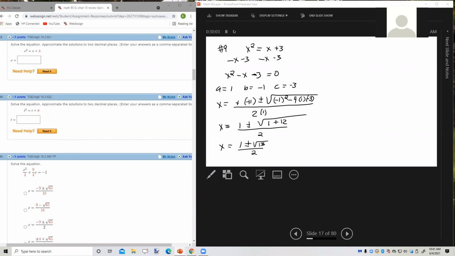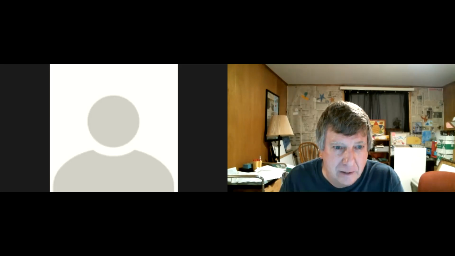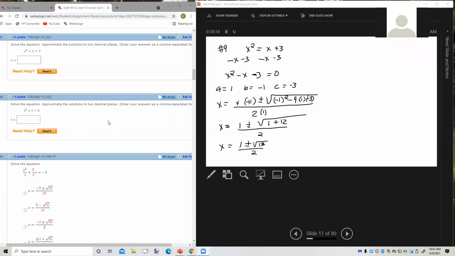Now, I can't simplify the radical. Hang on just a second. I'm going to pause things here. Okay, so as I was saying, we can't simplify the square root of 13. So x is going to equal 1 plus the square root of 13 over 2, comma, 1 minus the square root of 13 over 2.